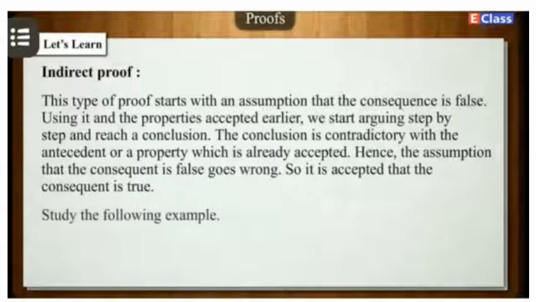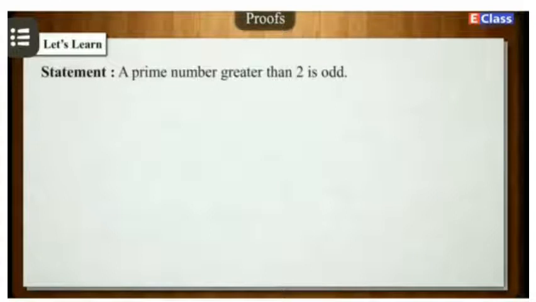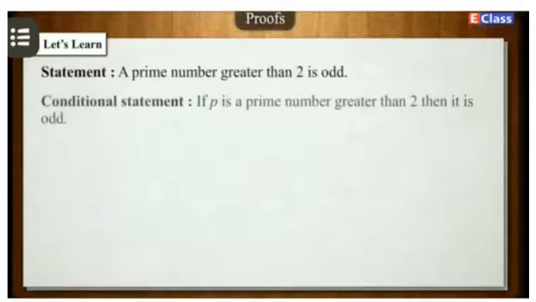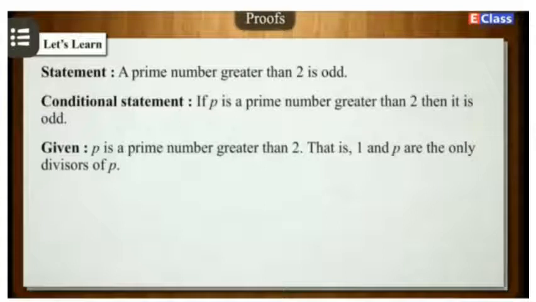Study the following example. Statement: A prime number greater than 2 is odd. Conditional statement: If P is a prime number greater than 2, then it is odd. Given: P is a prime number greater than 2, that is, 1 and P are the only divisors of P. To prove: P is an odd number.